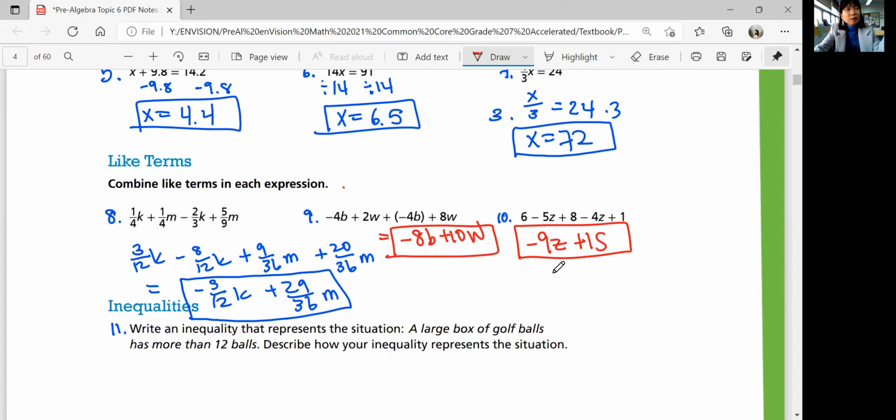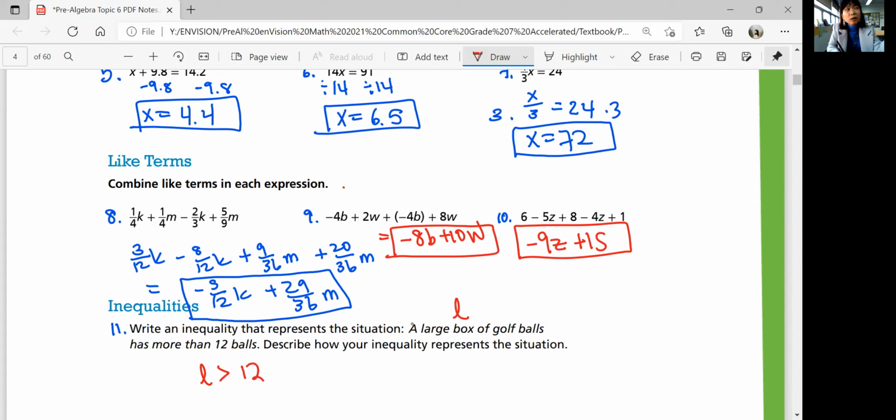Number 11, inequalities. Write an inequality that represents the situation. A large box of golf balls has more than 12 balls. Describe how your inequality represents the situation. How would you write this as an inequality? Large box of golf balls. Okay, so we can say large box L has more than 12 balls. Okay, L is greater than 12.